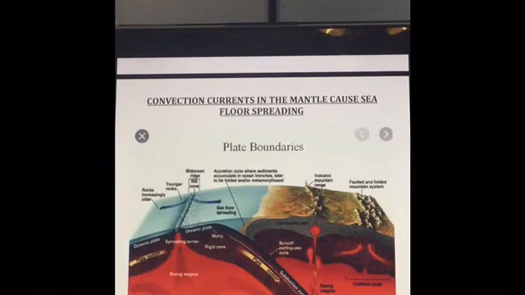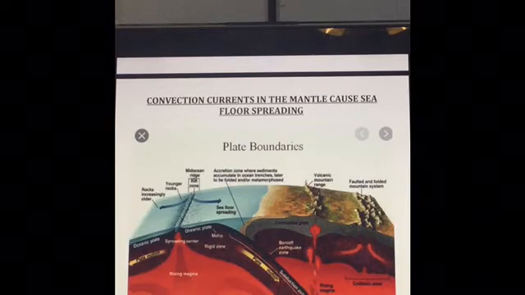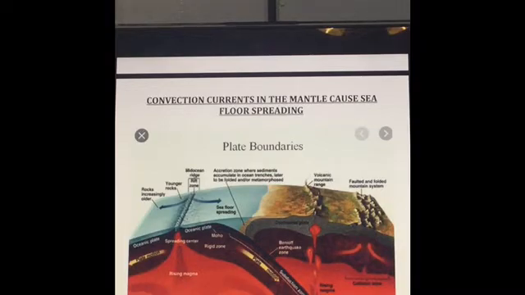Now, there's convection currents in the mantle of the Earth. So you guys should remember that at the center of the Earth, we'll just say right around here somewhere, is a very hot core. The iron core of the Earth is extremely hot. And then outside of the core is kind of like silly putty. It's the consistency of silly putty. It's called the mantle. So it moves.